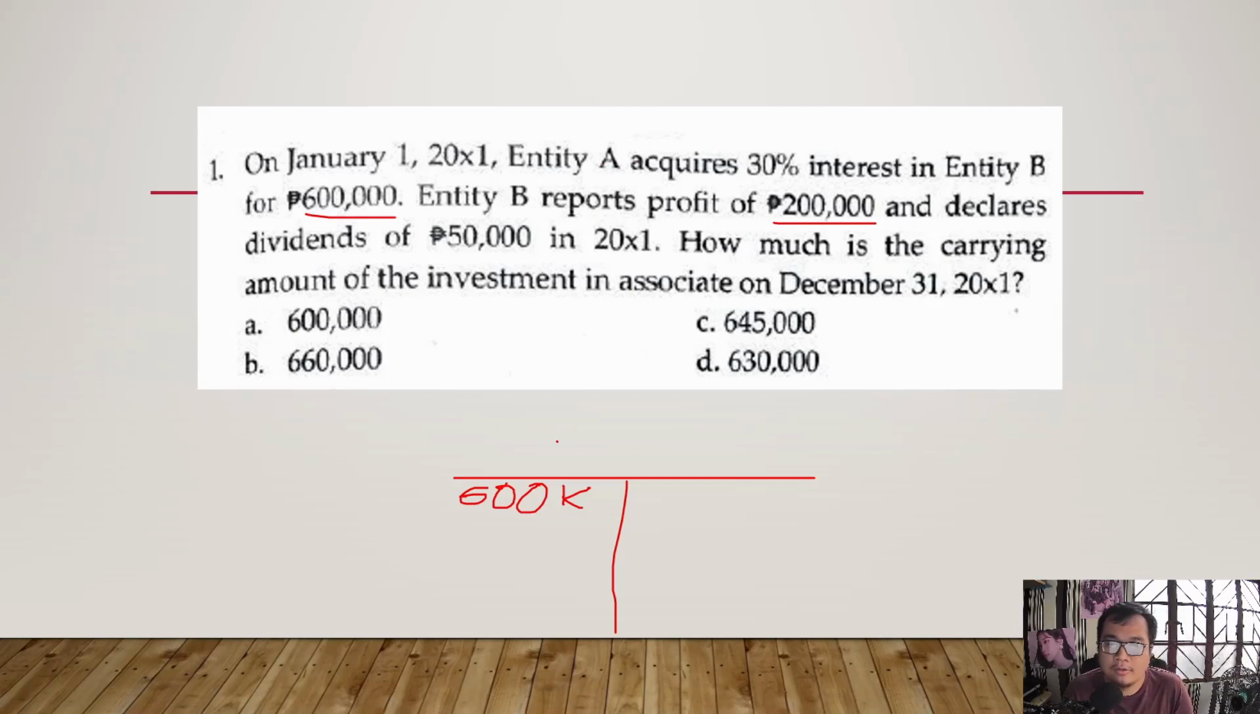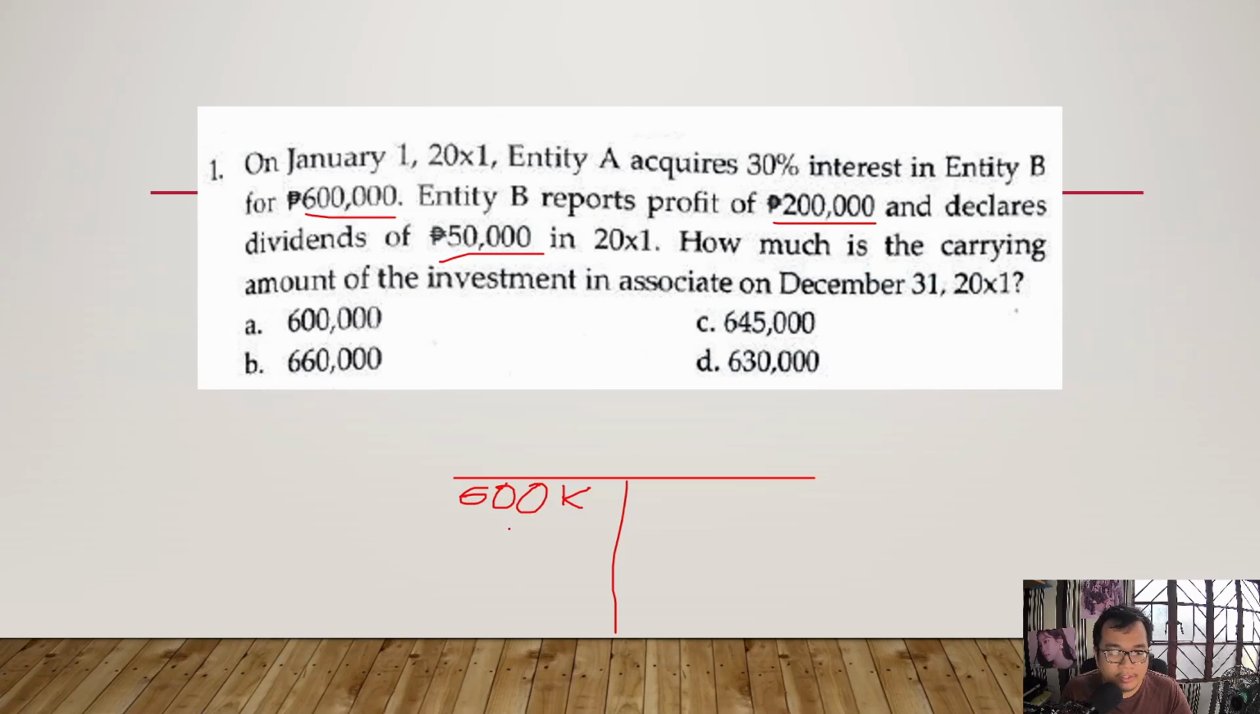So 200,000 and the dividends of 50,000. Pag nagde-declare ka ng dividends, anong ginagamit mo? Di ba, kumukuha ka sa retained earnings. Binabawasan mong retained earnings. Saan located ang retained earnings? Sa equity mo. So that is a transaction that also affects the equity of the associate, which in turn affects your investment. So 200K, and 30% yung interest mo, so times 0.3, that's 60K.